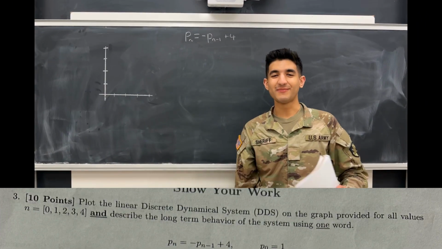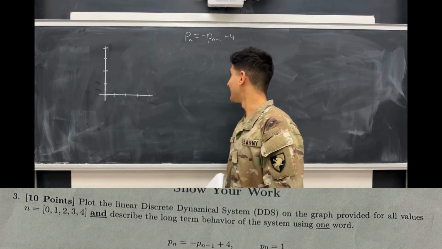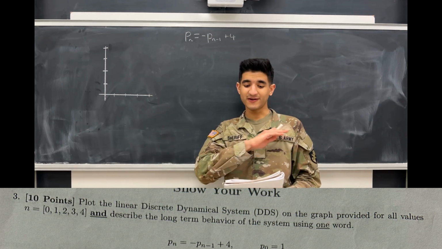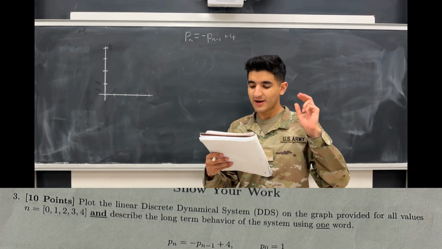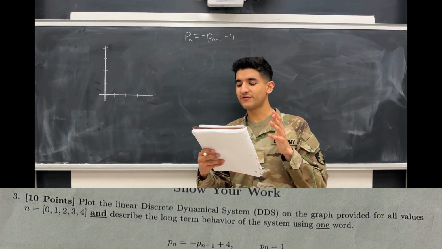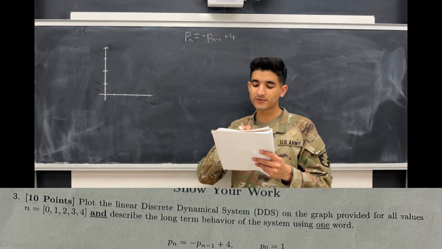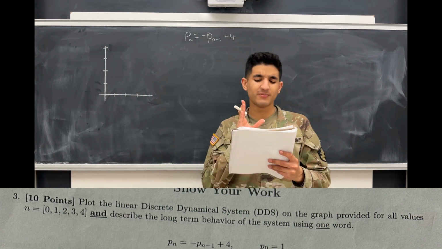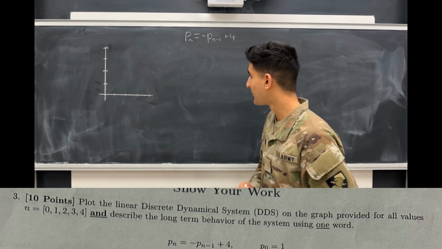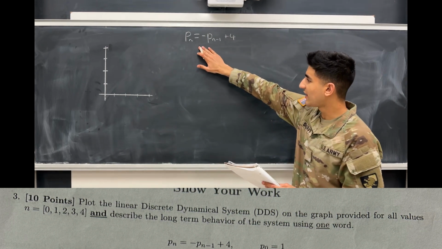All right, time for problem number 3 of WPR1. Let's do it. So I'm going to read it out loud first, and then we're going to go right into it. So, plot the linear discrete dynamical system on the graph provided for all values of n 0, 1, 2, 3, 4, and describe the long-term behavior of the system using one word. All right, so here's our equation right there, and here's our graph.